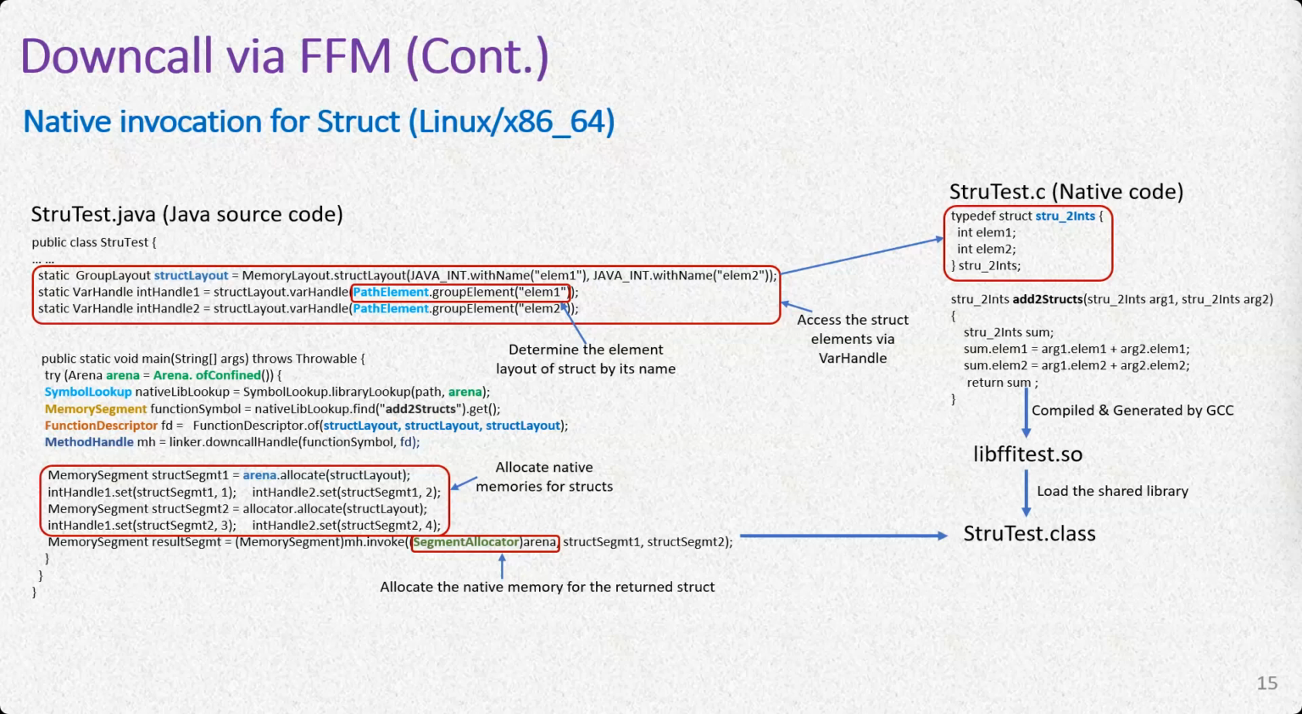The last thing I want to mention is that you need to specify the allocator for the return struct if you have a return struct, because the returned data needs a place to hold the returned struct on return.